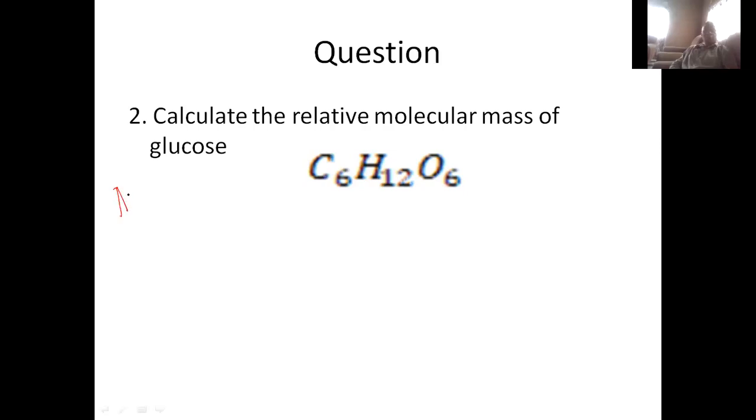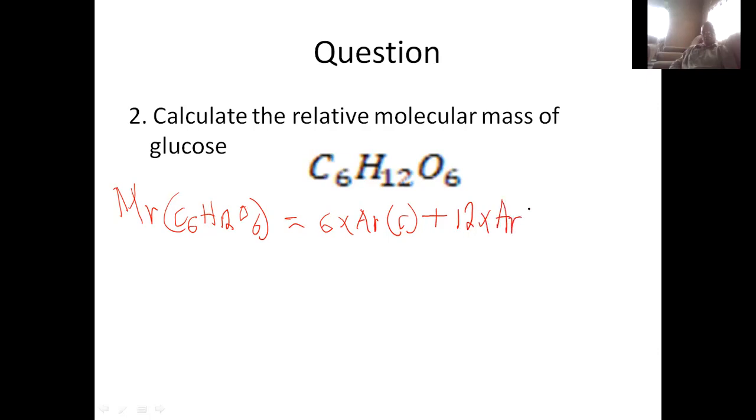And so the relative molecular mass of glucose, C6H12O6, would be equal to: you look at the subscript for carbon, which is 6, multiplied by the relative atomic mass of carbon, plus the subscript for hydrogen, which is 12, multiplied by the relative atomic mass for hydrogen, plus the subscript for oxygen, 6, multiplied by the relative atomic mass for oxygen.